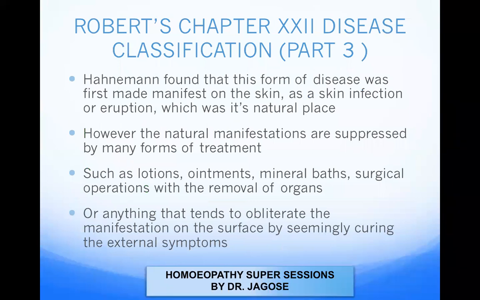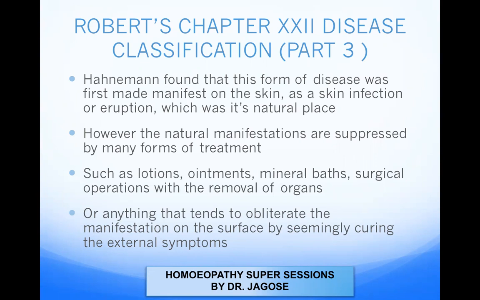Hahnemann found out that this form of disease was first made manifest on the skin as a skin infection or eruption, which was its natural place. So we start from part 3. We have learned that chronic diseases would reoccur if some miasm was present, that is, if psora was present. If psora was present, then this disease would never be eradicated except with the indicated homeopathic simile. So we continue further.